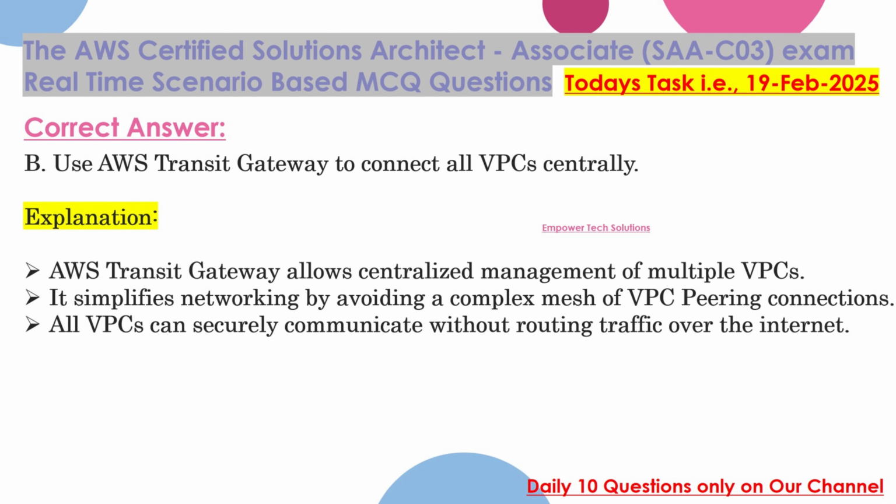Correct answer: B. Use AWS Transit Gateway to connect all VPCs centrally. Explanation: AWS Transit Gateway allows centralized management of multiple VPCs. It simplifies networking by avoiding a complex mesh of VPC peering connections. All VPCs can securely communicate without routing traffic over the internet.